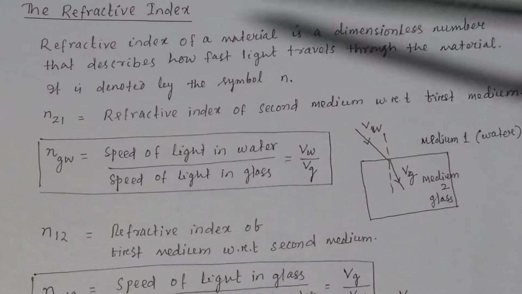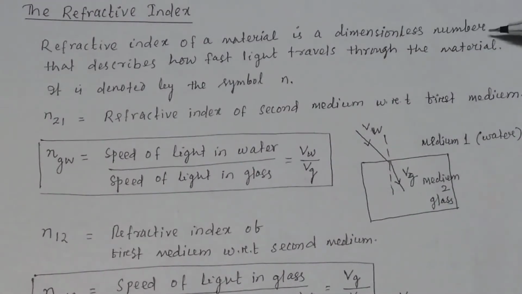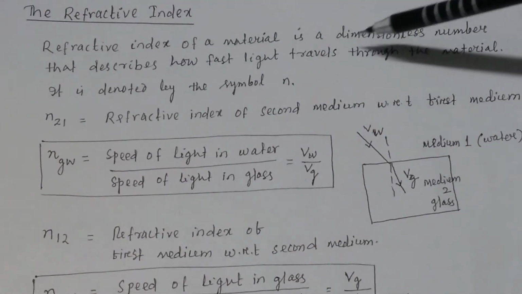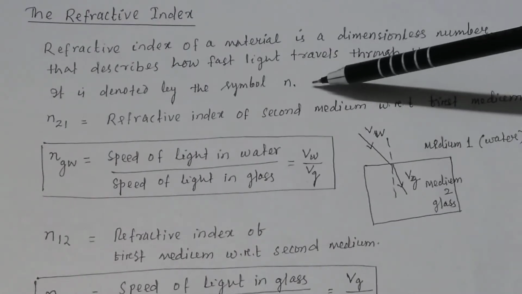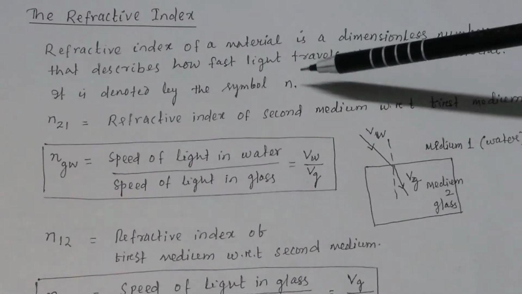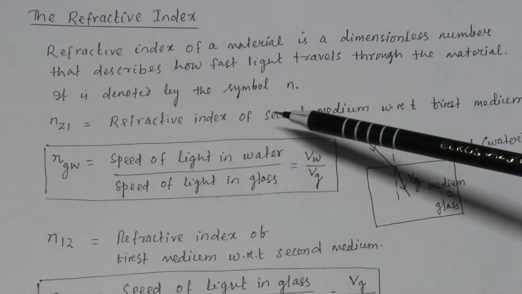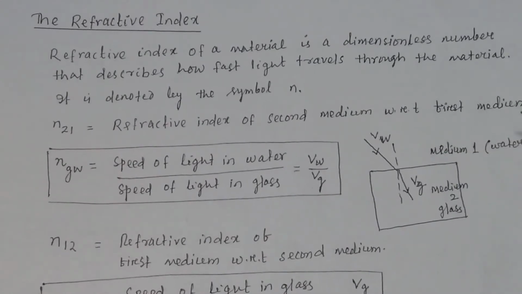So what is refractive index? Refractive index of a material is a dimensionless number that describes how fast light travels through the material. It is denoted by the symbol n. If I write n21, it means refractive index of second medium with respect to the first medium.